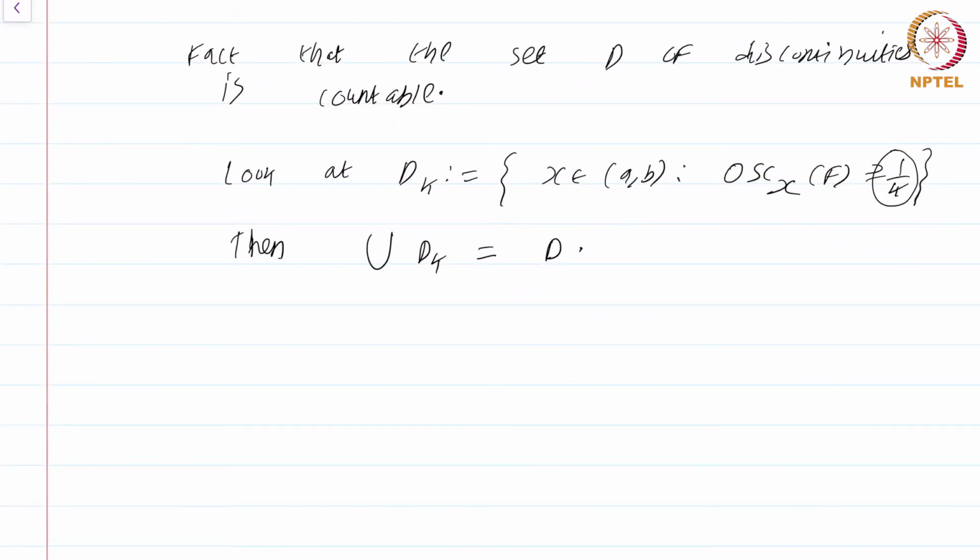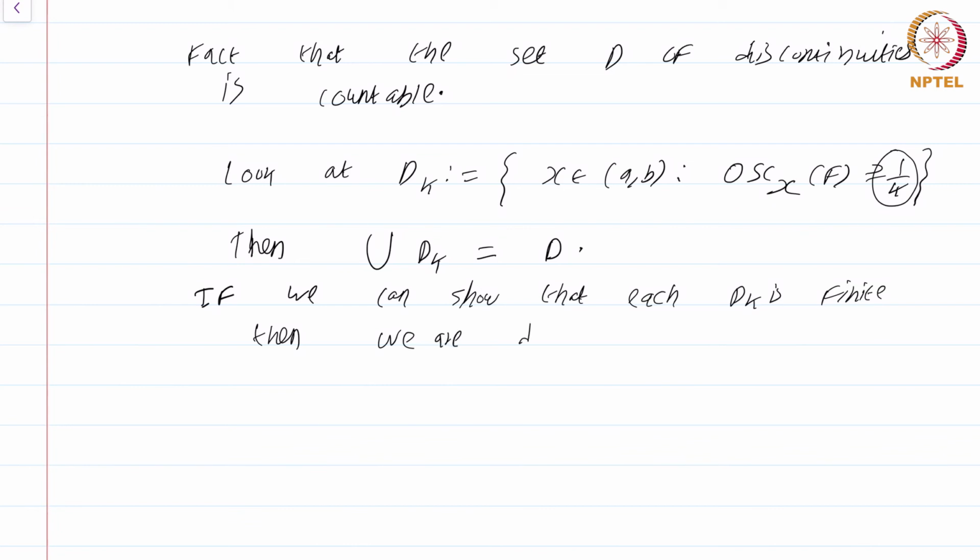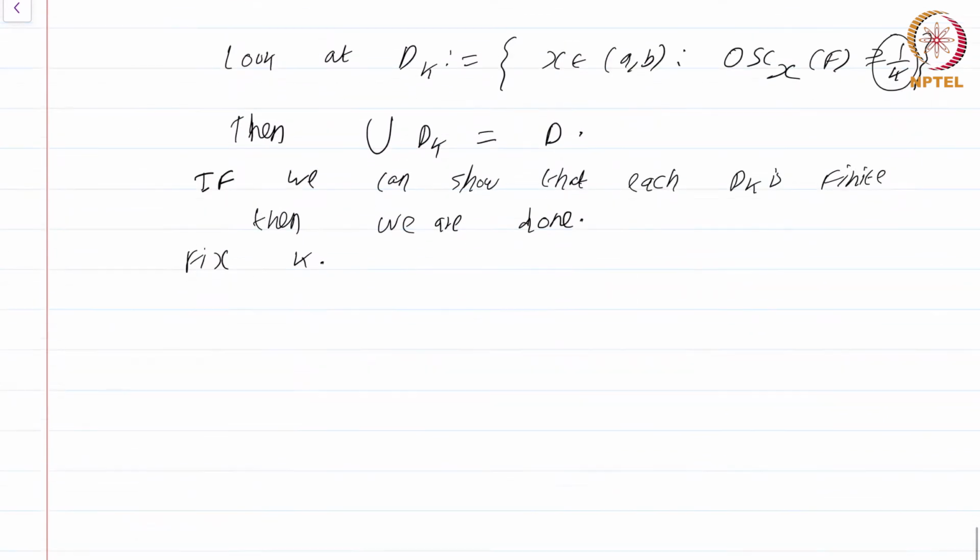Now observe, if we can show that each D_k is finite, then we are done, because a countable union of finite sets is certainly countable. So fix k. We are going to focus our attention on D_k.